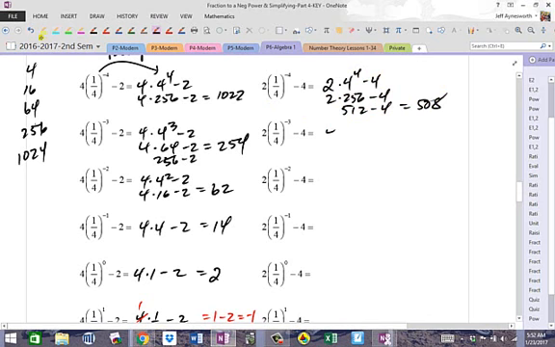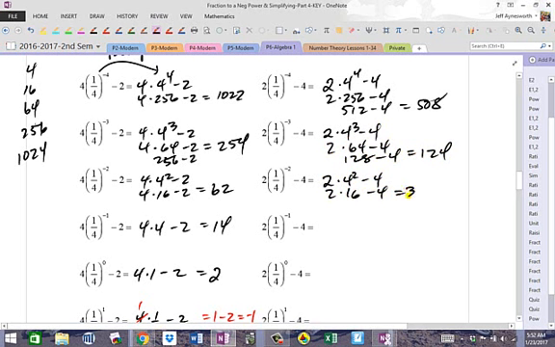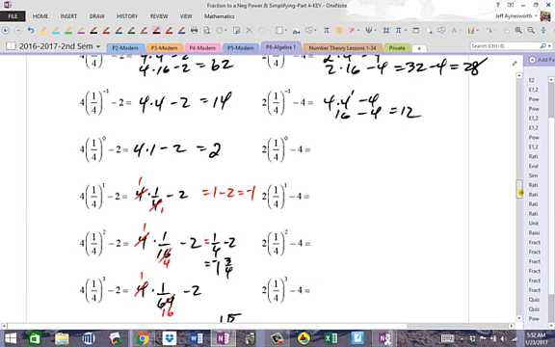Oh, and I switched to 2. So we have 2 times 4 cubed minus 4. So 2 times 64 minus 4, that's 128 minus 4, 124. 2 times 4 squared minus 4, which is 2 times 16 minus 4. That's 32 minus 4, or 28. 2 times 4 to the first minus 4. 16 minus 4 is 12. 2 times 1 minus 4 is negative 2.